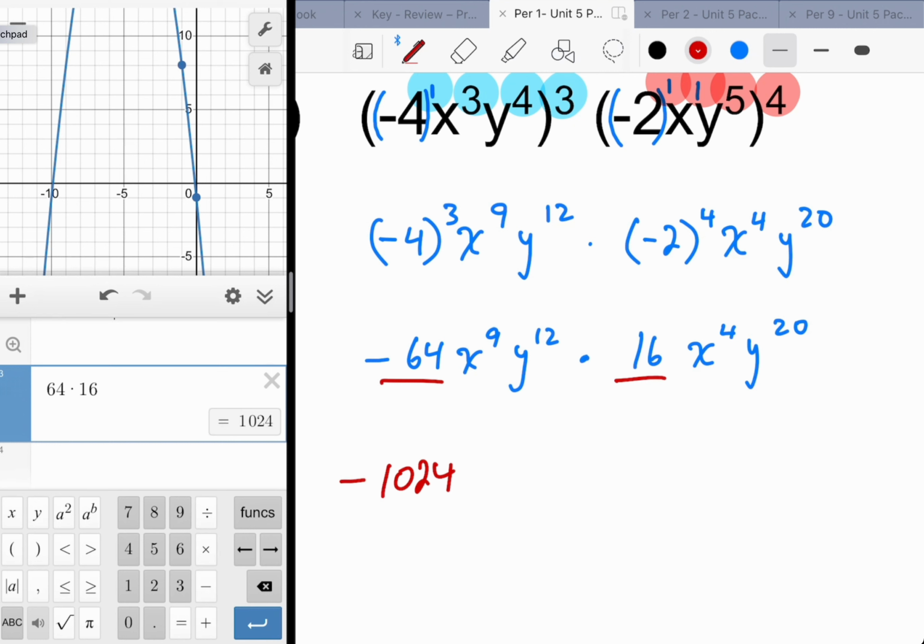All right. So, x to the 9th, x to the 4th. Keep the base, add the exponents, x to the 13th. All right. y to the 12th, y to the 20th. Keep the base, add the exponents, y to the 32nd.